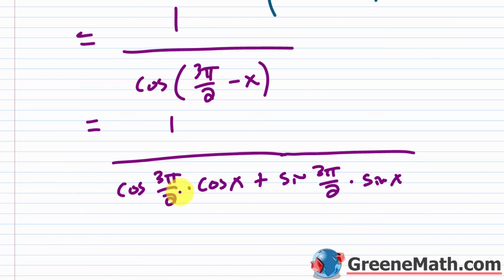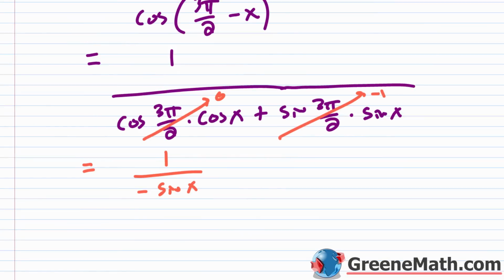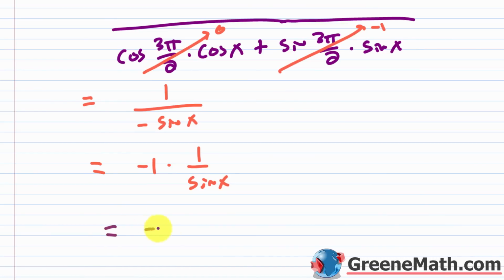Now, we know already that this guy right here is 0, right? So this is going to become 0. We know that this is negative 1, right? So this is going to become negative 1. So what you have here is 1 over basically the negative of sine of x. Now, we want the negative of cosecant of x, and we already have that. You could really break this up and say this is negative 1 times 1 over the sine of x. And 1 over the sine of x is the cosecant of x. So we can finish this up and say this is negative cosecant of x, which is what we wanted.